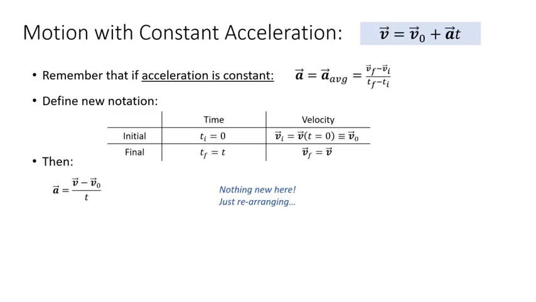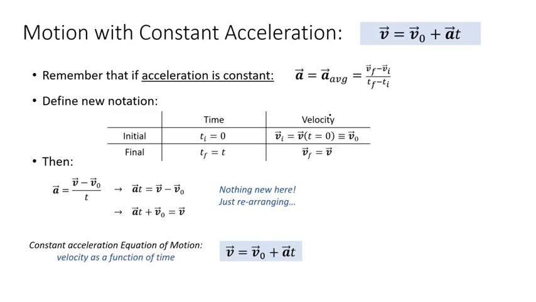Okay, and so if I look at my top equation and plug in v final is v, v initial is v naught, t final is just called t, and t initial is just 0, I get a equals v minus v naught divided by t. Now we're not really going to do anything new, we're just going to rearrange some stuff. First I multiply both sides by t, then I get at equals v minus v naught. Then I add v naught to both sides of my equation, and I get at plus v naught equals v. This is my first equation of motion. It's relating velocity and time to acceleration.